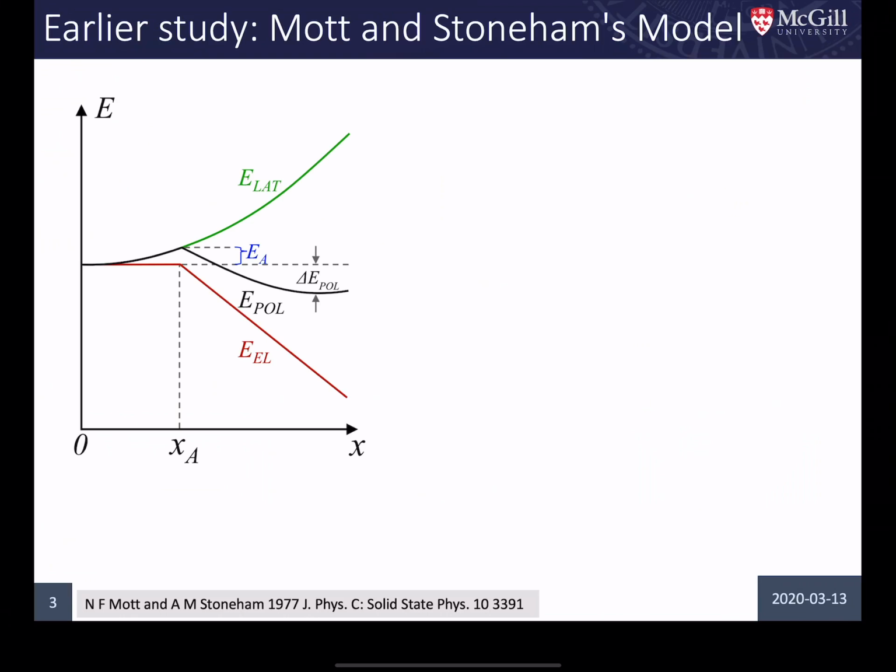Mott and Stoneham separated the polaron formation energy into two parts. One is the lattice penalty, and the other is electronic relaxation. The stabilization energy of the small polaron is a balance between these two energy terms.